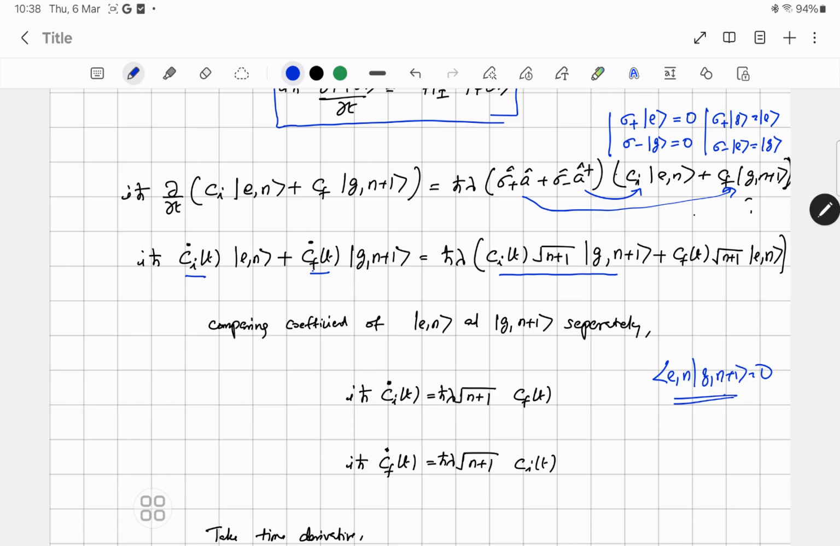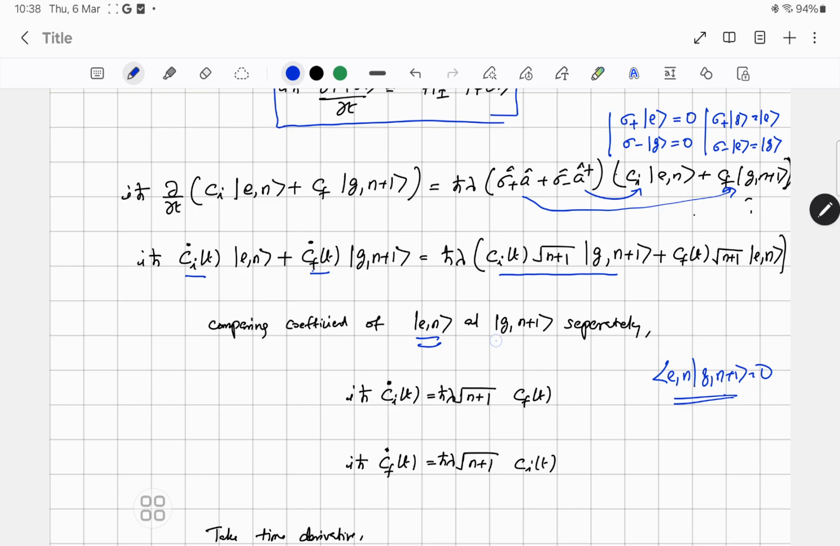So therefore these coefficients of each state must be equated separately. If you compare the coefficient of state En, on the left side it is iħ Ci dot, and on the right side it is ħ lambda root n plus 1 Cf. Okay, so that would be one equation.